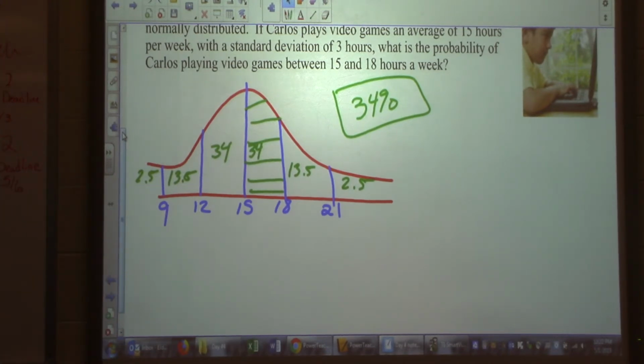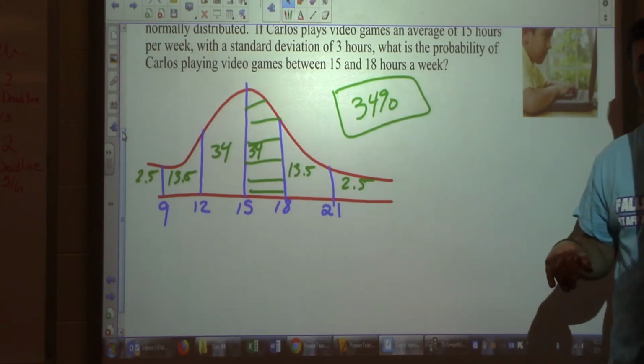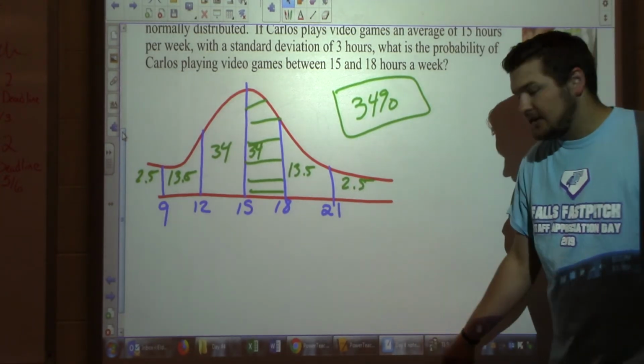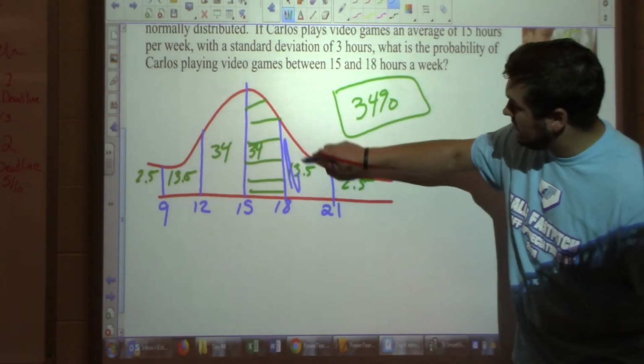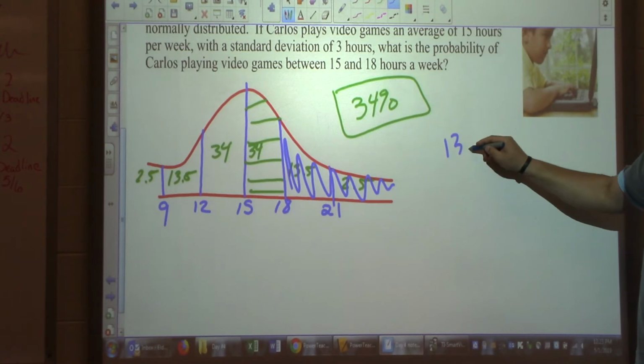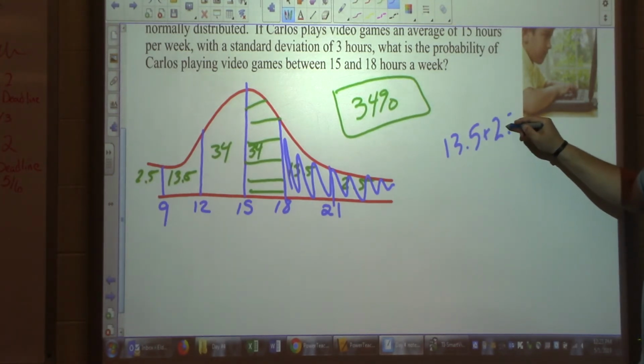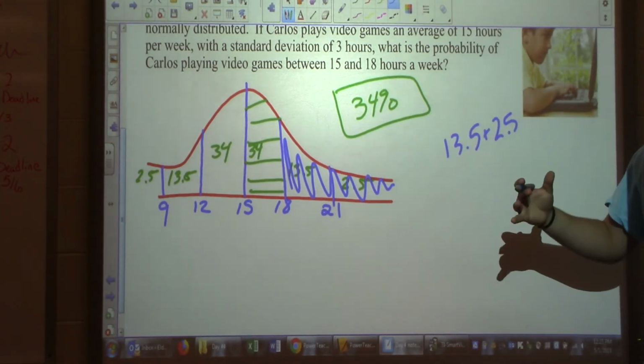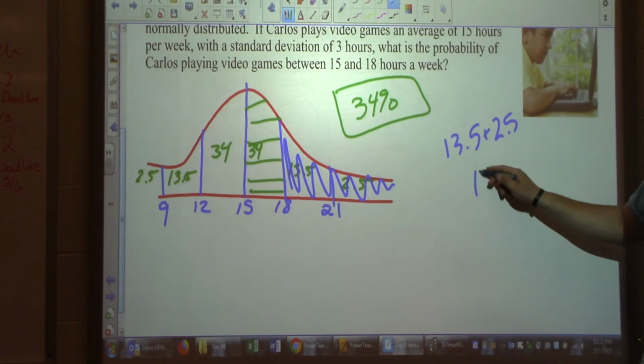Alright, hey guys, what if it asks about more than 18 hours? What would you say? 10.5%. Would you add it? Add them, right? Because more than 18 would be anything over here. So we're going to take 13.5 and we're going to add 2.5. So it would be 16%, right?